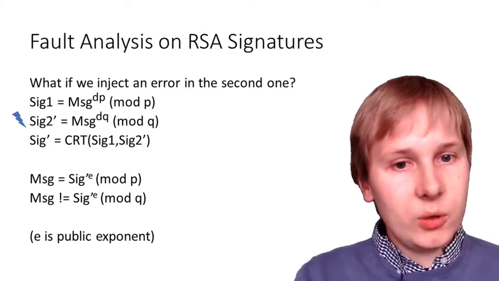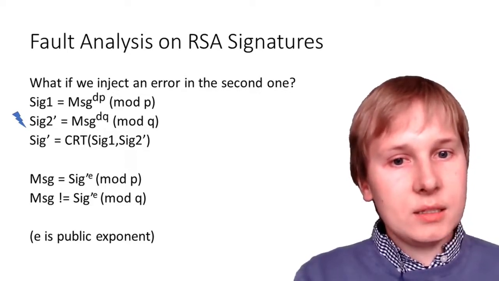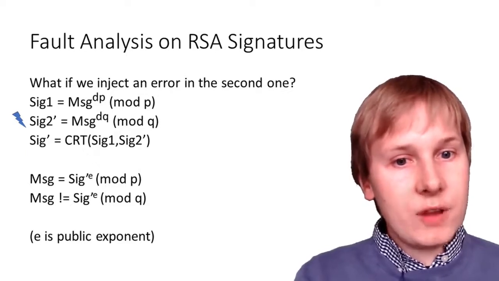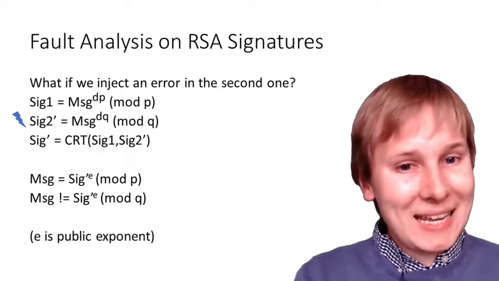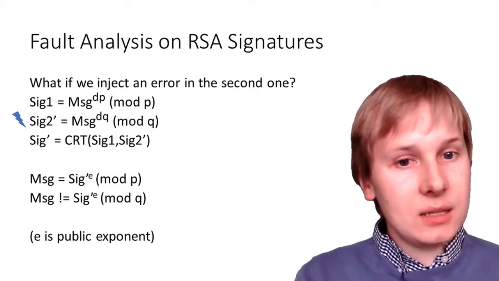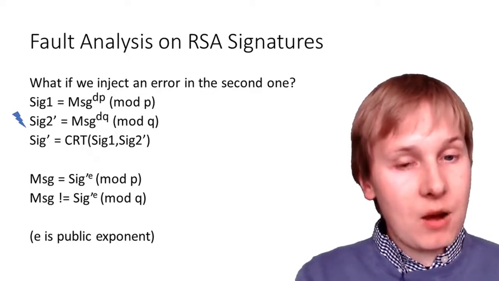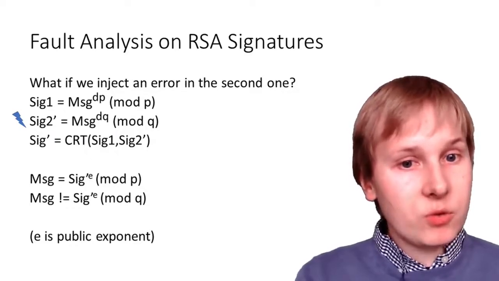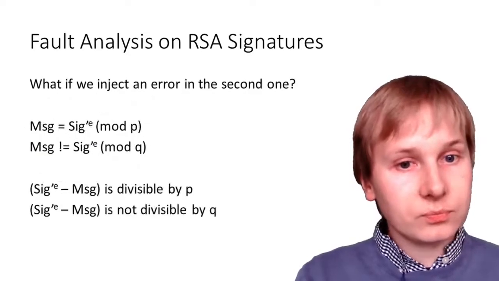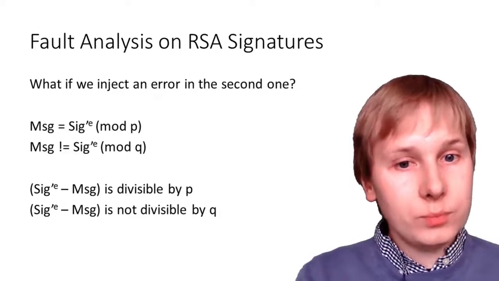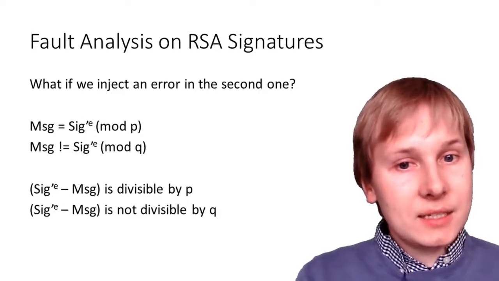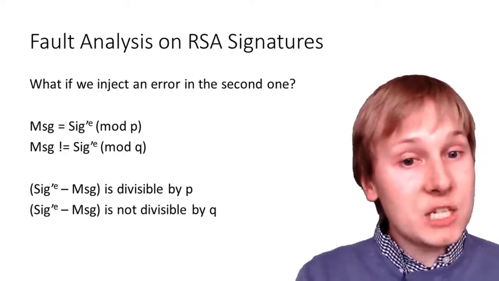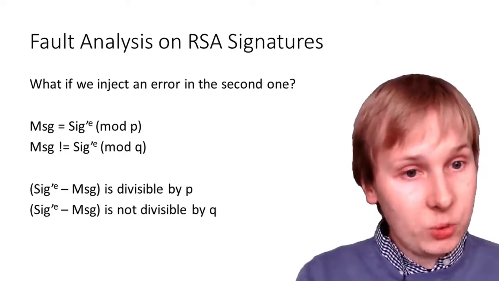is equal to sig dash, our broken signature, to the power of E mod P, but it isn't equal to sig dash to the power of E mod Q, where E is our public exponent. So it's right for one and wrong for the other. So that means that sig dash to the power of E minus message is divisible by P, but it's not divisible by Q.